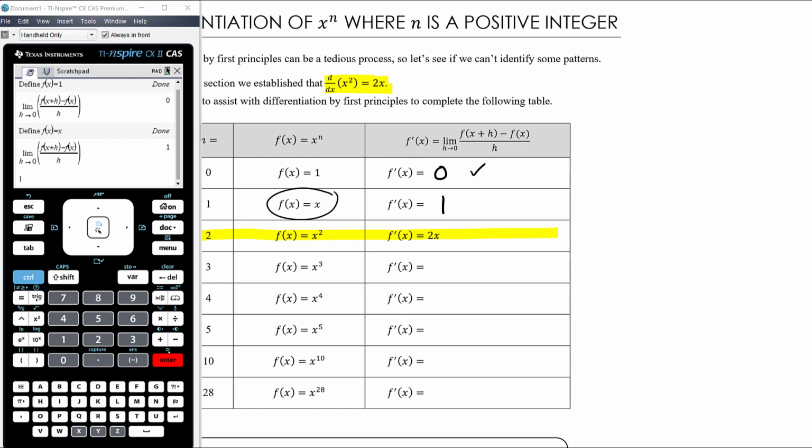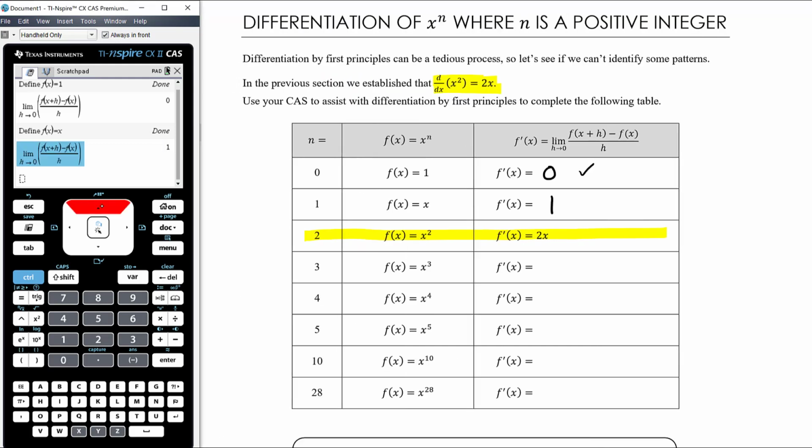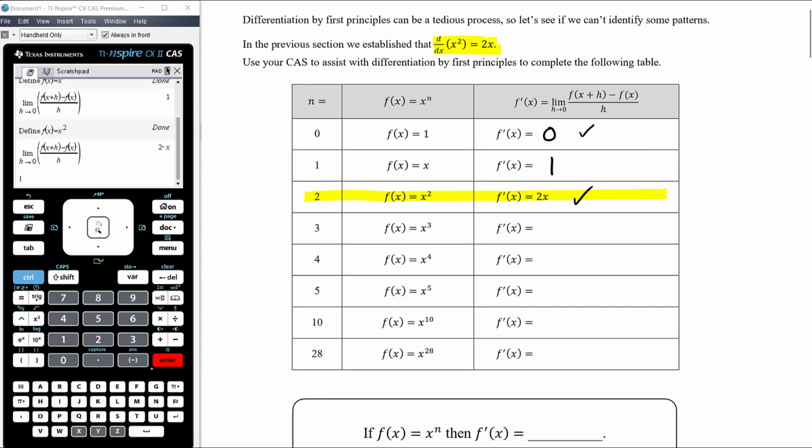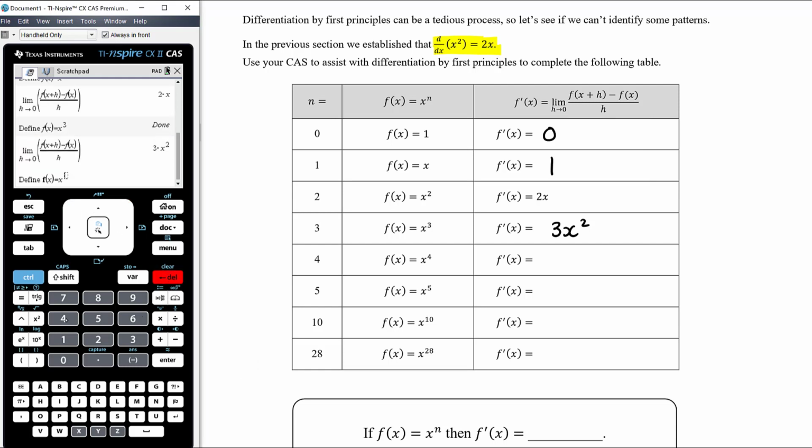Okay, so then we've got our next one that we did already by hand ourselves. We can confirm that here fairly efficiently. So if we redefine our function as x squared, we calculate the derivative by first principles, we find indeed that it's 2x. Okay, so then let's continue on beyond there. So if my original function was x cubed, I calculate my derivative by first principles, and we find that the derivative would be 3x squared. Alright, so then we redefine our function as x to the power of 4. Derivative by first principles is 4x cubed.